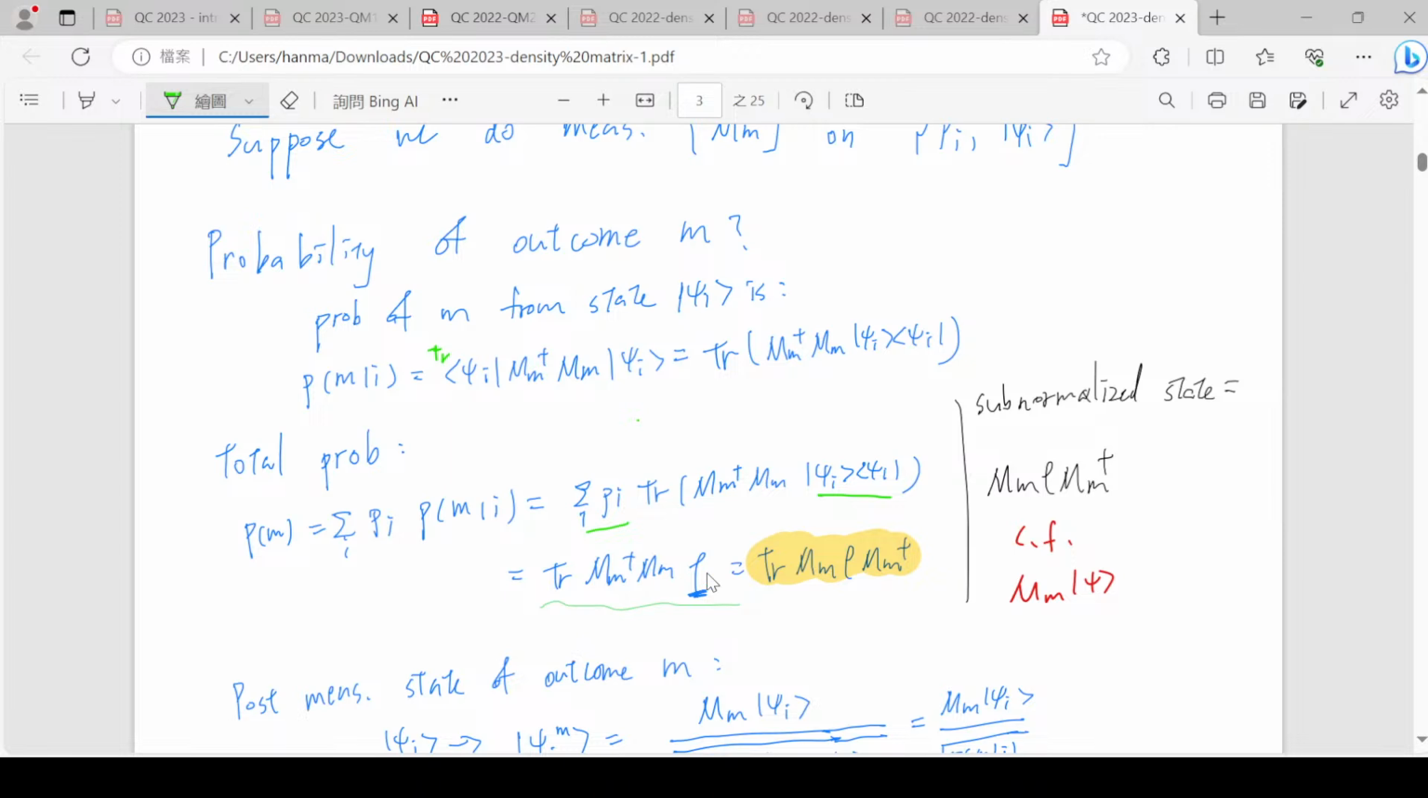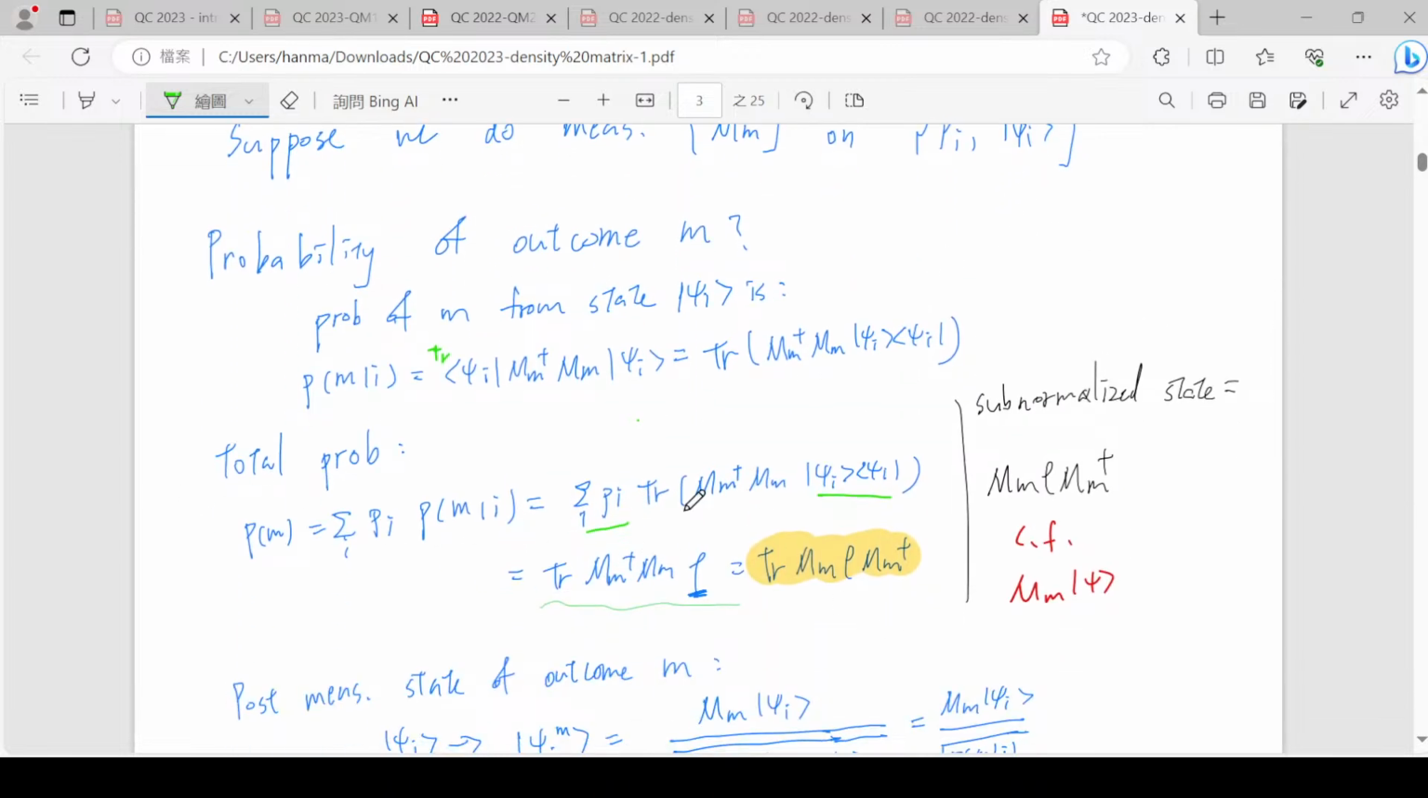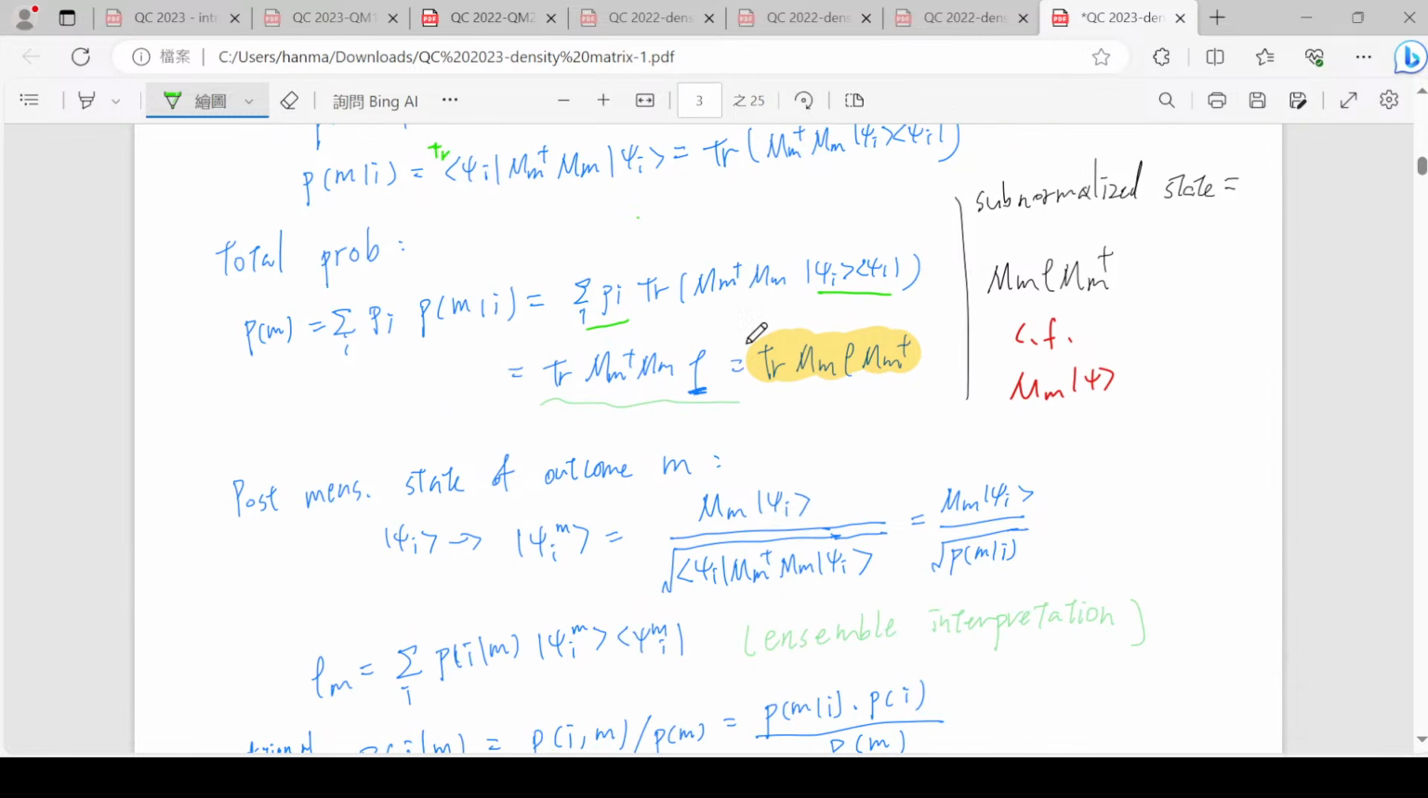Okay. So you see that all those p_i and the psi_i ket and bra can be combined together to just depend on rho, and you don't need to know the detail about p_i and psi to calculate this probability of outcome. So we got this trace of E_m dagger and rho, and we can write it in a more symmetric form by doing the cyclic permutation again, moving the E_m to the end. Okay, question.